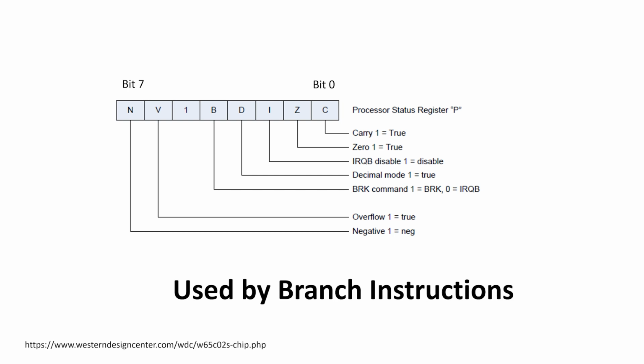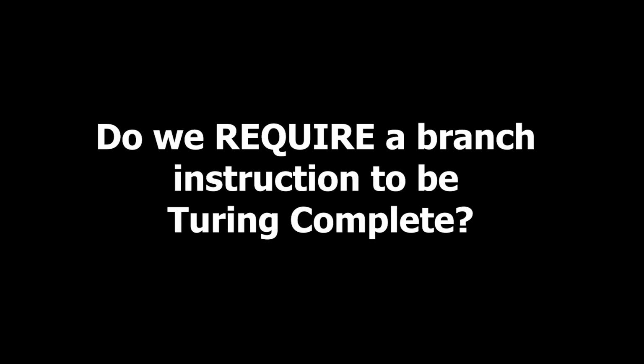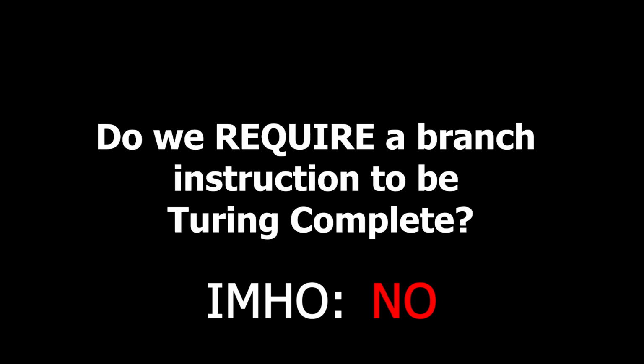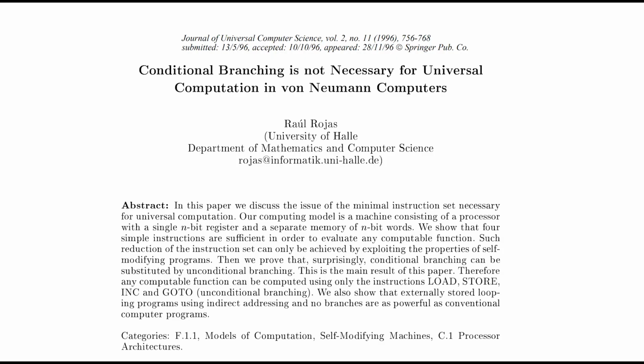We have a total of 8 branch instructions which use either the negative, overflow, zero, or carry flag. I've seen it argued online that the branch instruction is required for a machine to be Turing complete. Well, I happen to be in the no category on this one. I'll put forward 3 pieces of evidence. The first is this paper by Rojas, and I'm not sure if his name is pronounced Rojas or Rojas, so apologies if I get it wrong.